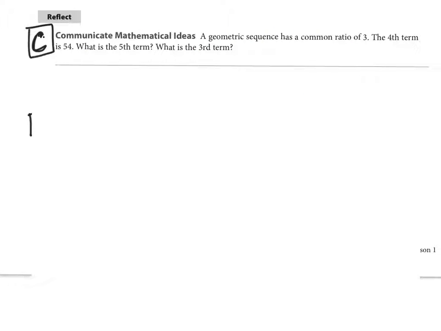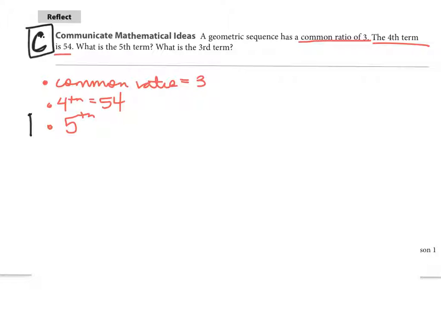All right, here's our last question. In your notes, as you're writing this problem down, I would just write down the 3 things we know. We know the common ratio is 3, so I would make a little bullet point and write that out in your notes. The common ratio is 3, and the 4th term is 54. The question is, what is the 5th term? And what is the 3rd term? That's what I want to know.